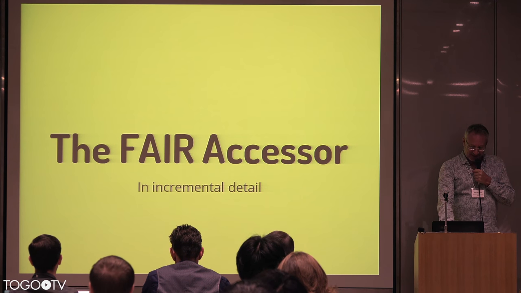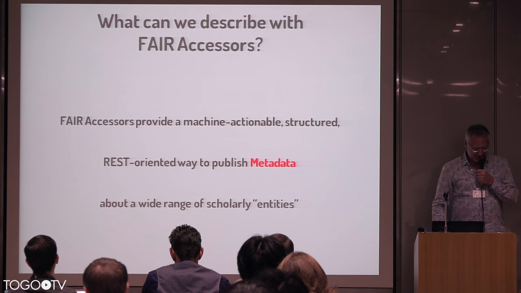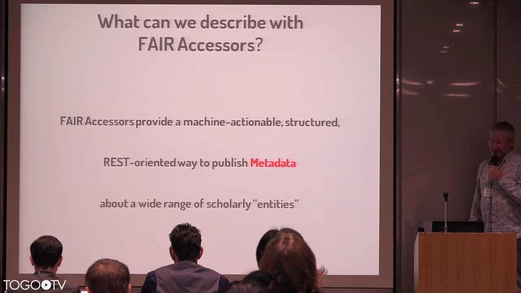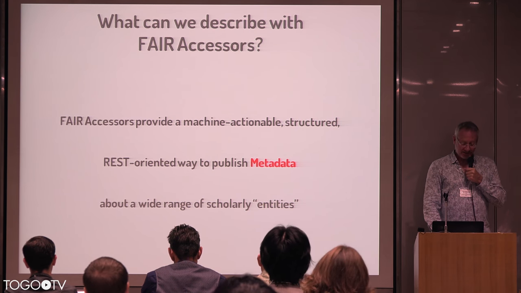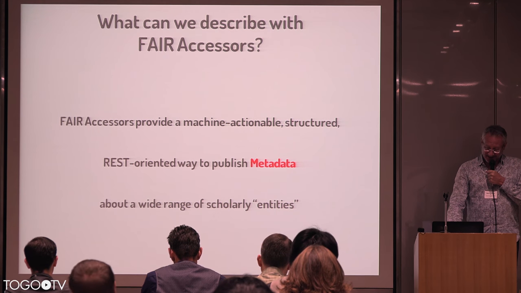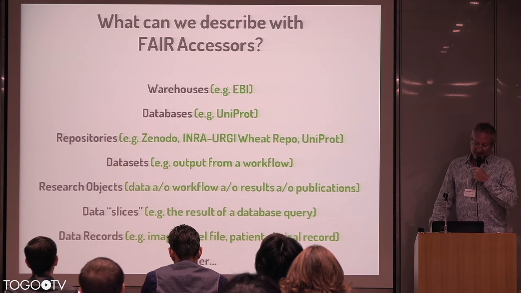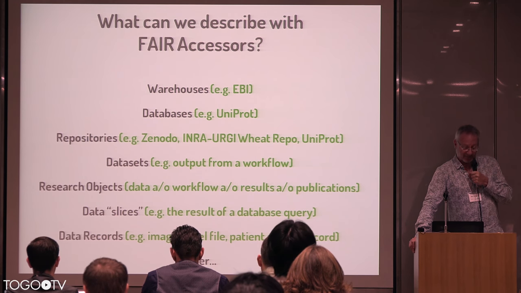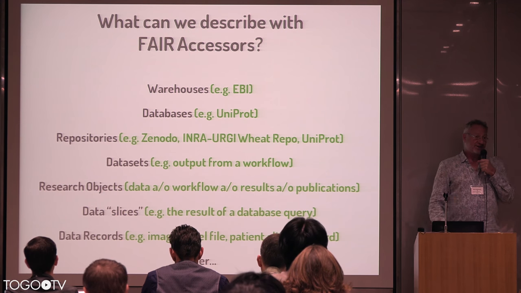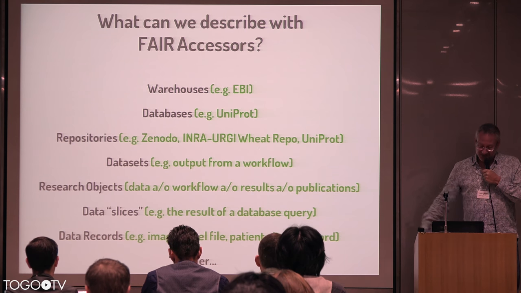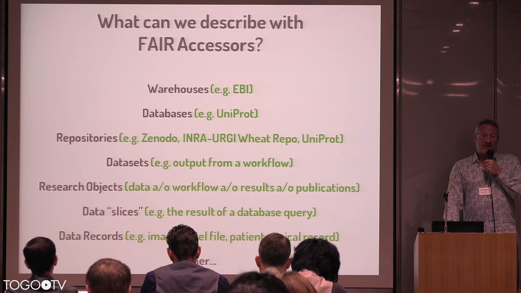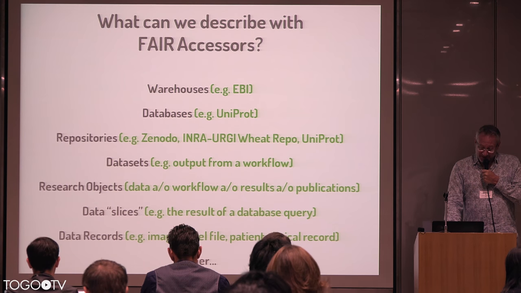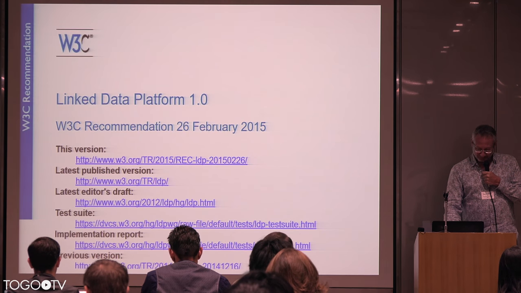So this is what it looks like in the prototype. We published this about 8 months ago. So it's called the FAIR accessor, and FAIR accessors provide a machine-actionable, structured, REST-oriented way to publish metadata about a very wide range of things. So what kinds of things can we describe? We can describe warehouses like EBI, databases like Uniprot, repositories like Zenodo, datasets, for example, the output from a workflow, research objects, so combinations of workflows, the data that comes out of the workflow and the publications that result from that, data slices, for example, a database query, and individual data records, so images, Excel files, individual rows in those Excel files, clinical records, and so on.